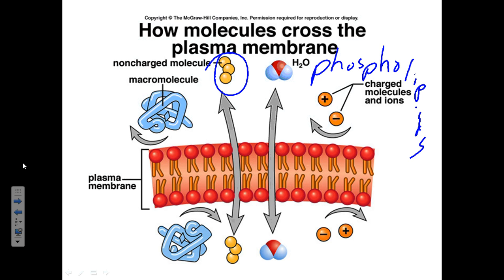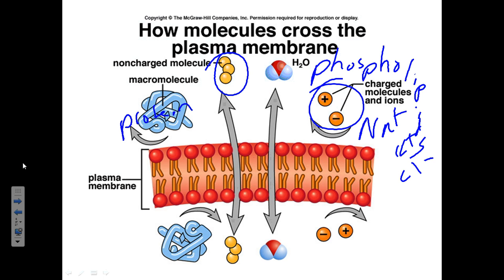But these big things, like this protein right here, for example, are really big and bulky. It can't go in and out, at least not through the phospholipid bilayer. And these little things over here are ions, like maybe Na+, K+, Cl-. They've got a charge. Charged things can't get in and out very easily at all.